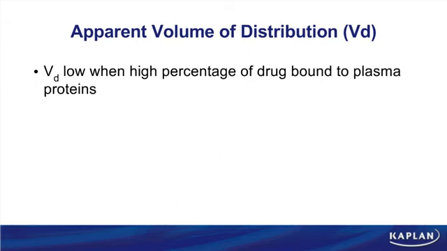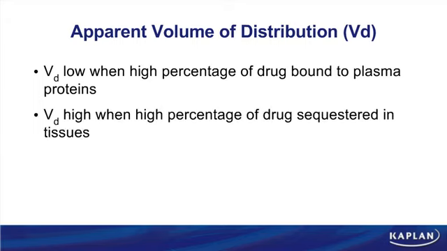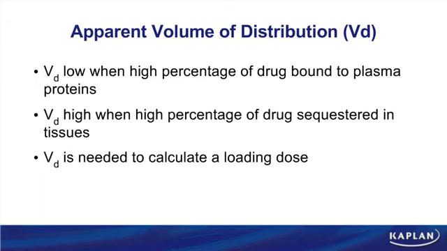Things that are going to keep volume of distribution low are when the drug is highly bound to plasma proteins. If it's highly bound to plasma proteins, the drug stays in the plasma, therefore we have a low volume of distribution. If the drug is sequestered into the tissues, you're going to have a high volume of distribution. We use volume of distribution to calculate our loading dose, which we'll discuss later on.